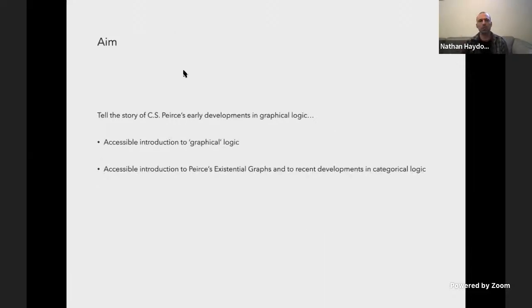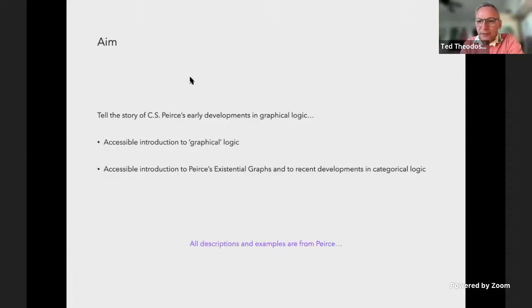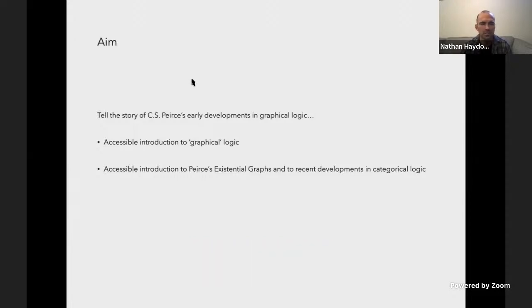I'm going to tell the story of Peirce's early developments in graphical logic, and so it's going to serve as a broadly accessible introduction to diagrammatic or graphical logic. Slightly more specifically, it's going to be an accessible introduction to Peirce's graphical logic in particular, which he called the existential graphs, and the connection that has to recent developments in categorical logic. In all these descriptions, I'm telling the story in Peirce's own words, or at least as best as I can. So these descriptions and examples all come from Peirce, which I think is a neat side story of the work.